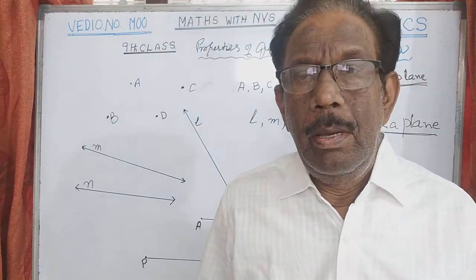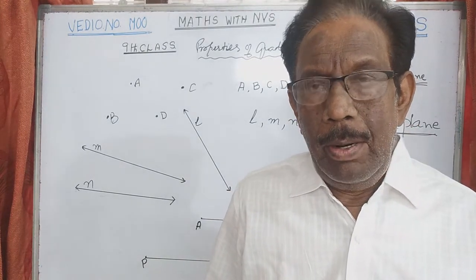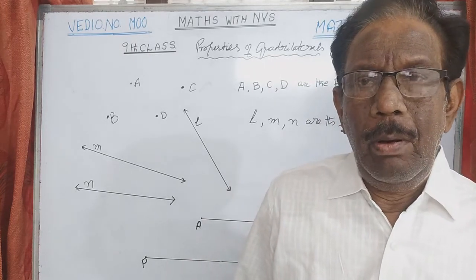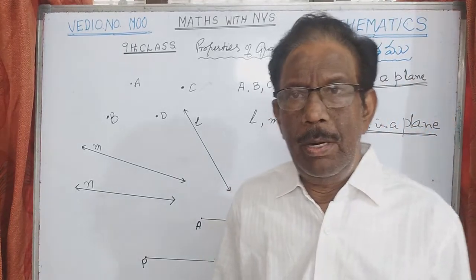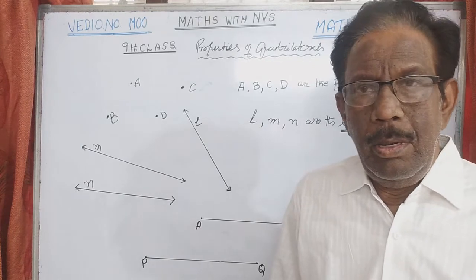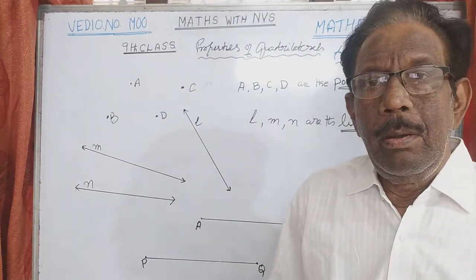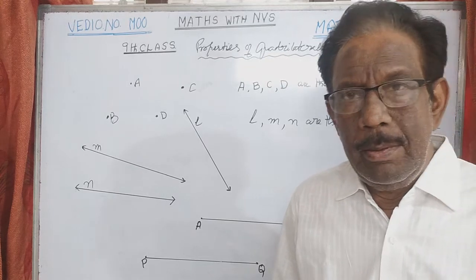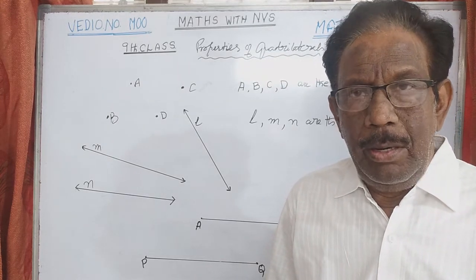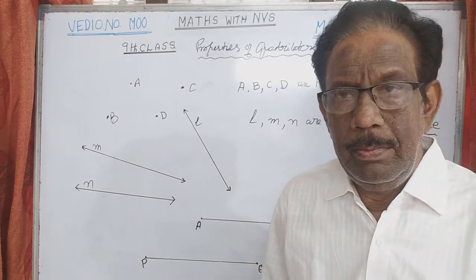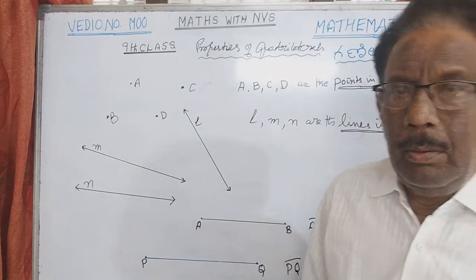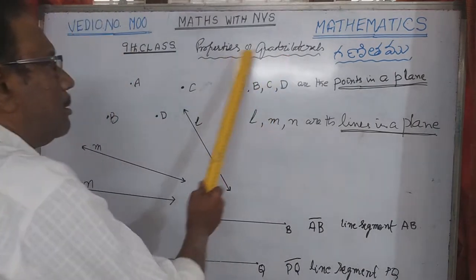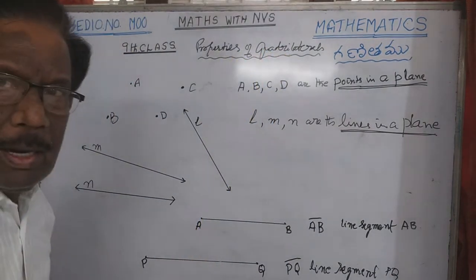This is for ninth class students particularly, and for all other high school students also, pay attention. This video is of mathematics in ninth class, chapter 8, quadrilaterals. In this, our today's topic is properties of quadrilaterals.